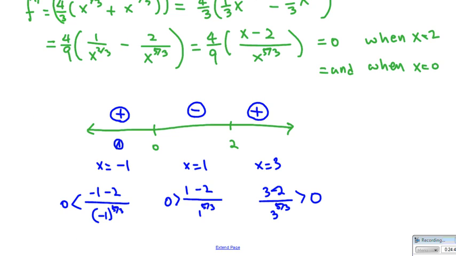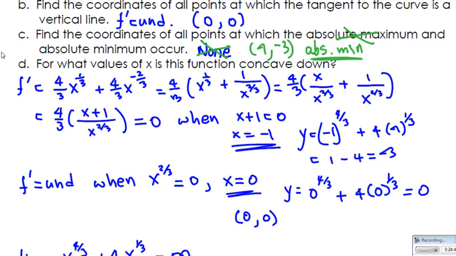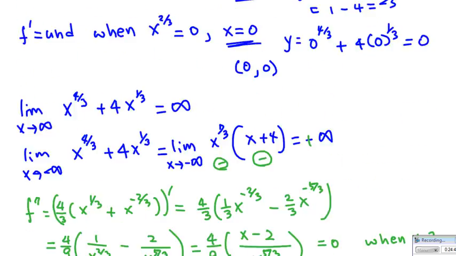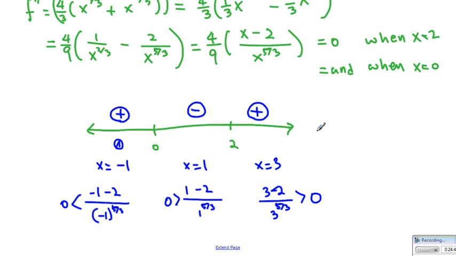Then the question was asking for concave down. The function is concave down between 0 and 2. So we can simply write it as when x is greater than 0 and less than 2. That becomes our final answer.